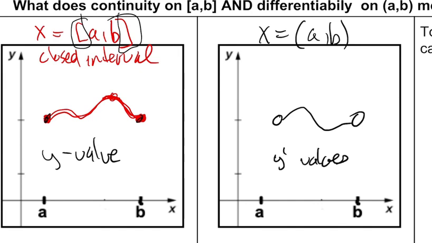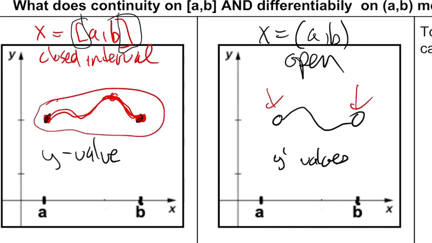Why is it called open? Because the endpoints are not included in the interval. So what that means is you can get any y value along the interval, including the endpoints, but you can't take derivatives at the endpoints. Okay, that's what that means.